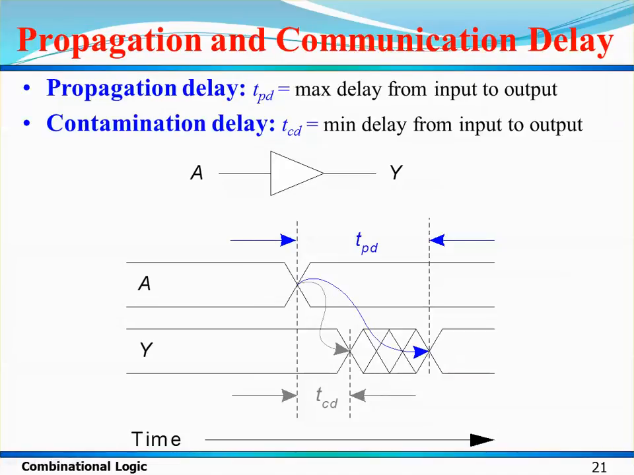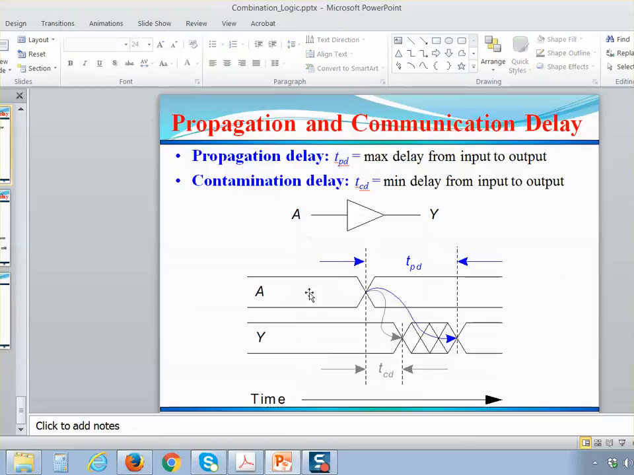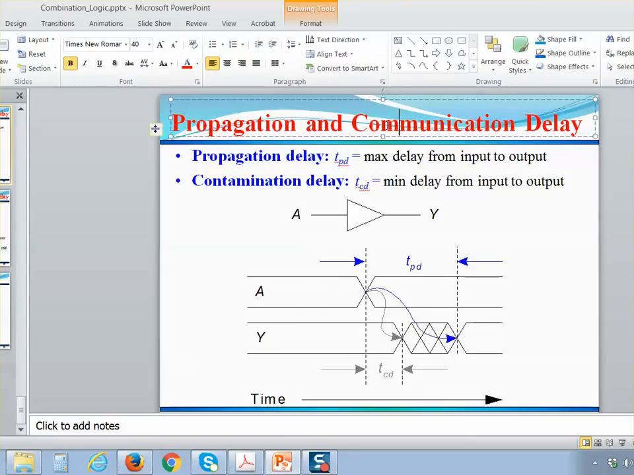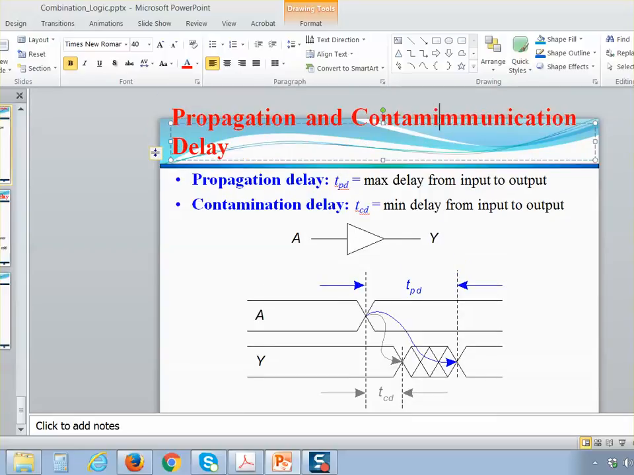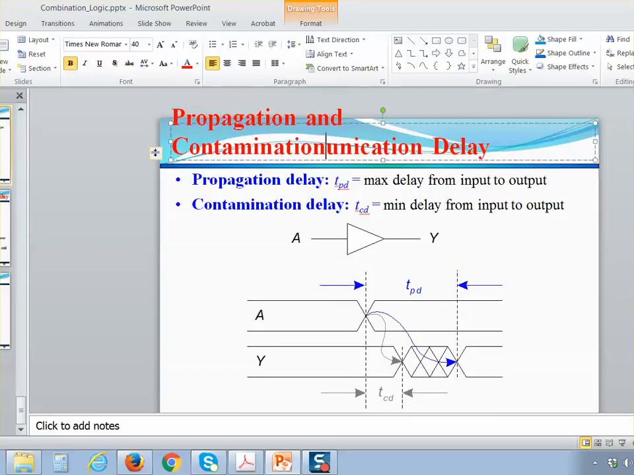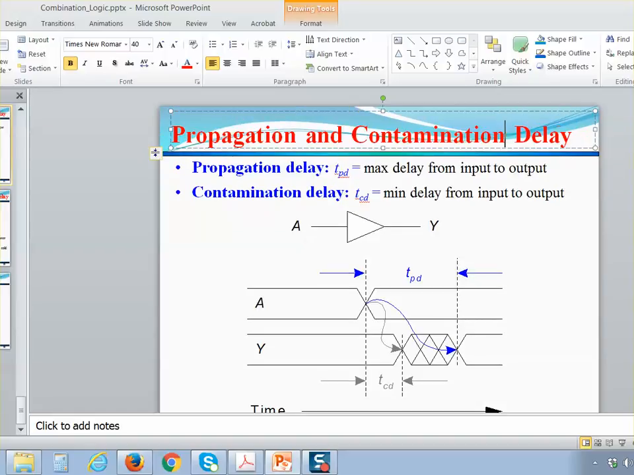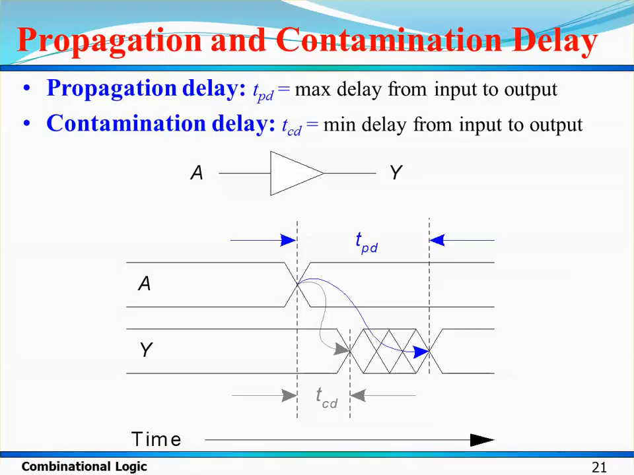Okay, so there are two types of delay. One is called propagation delay, and the second one is called contamination delay. Propagation delay is the maximum delay taken from the input to the output. And the contamination delay is the minimum delay from the input to the output.